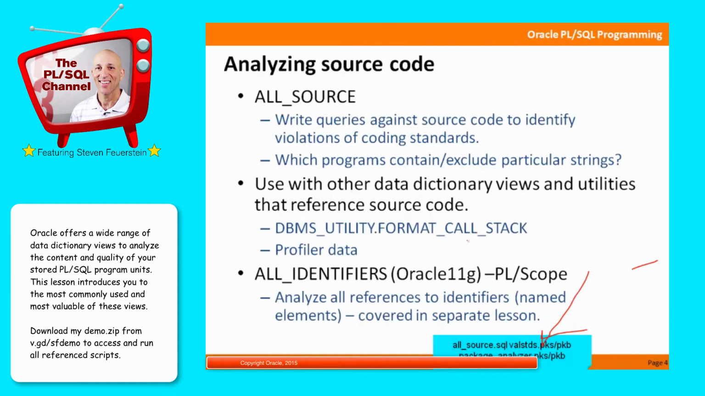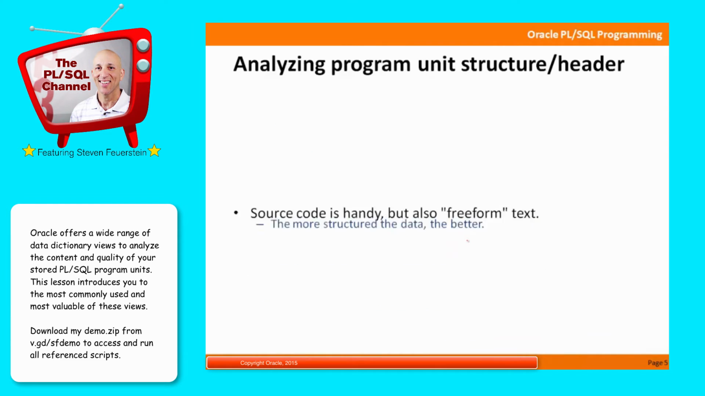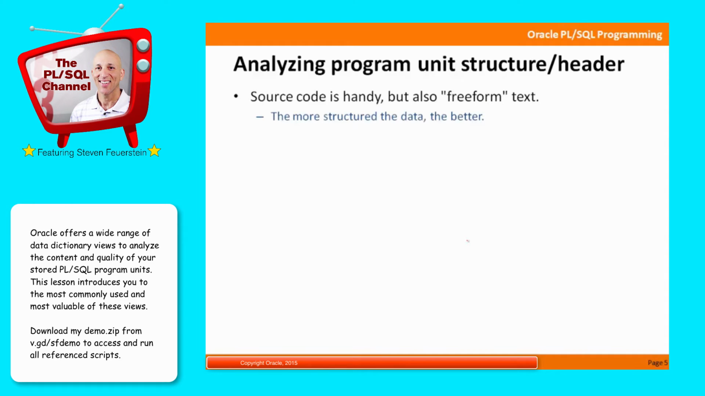Let's move on. Analyzing program unit and structure. So the source code is a handy source of information. As you can see, I can run various kinds of analysis against them. But it's also free-form text. It's just a bunch of text. You don't, for example, have the ability to easily parse that code and understand the meaning of the usages within them.